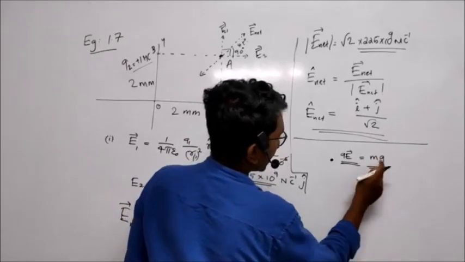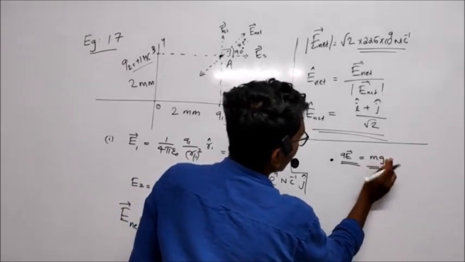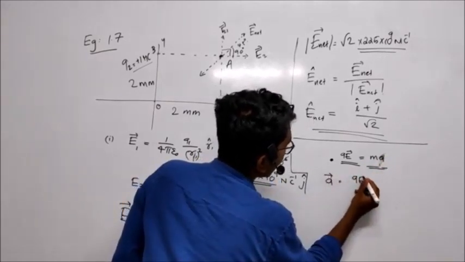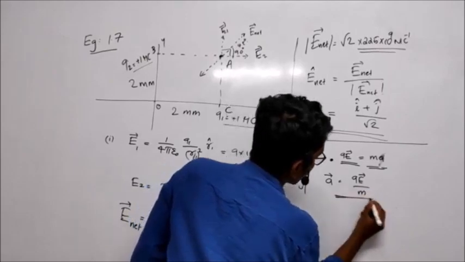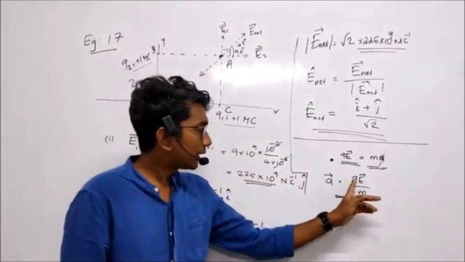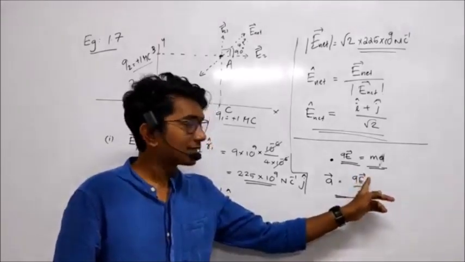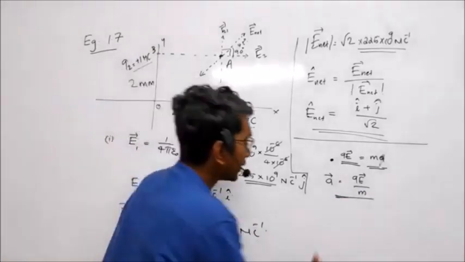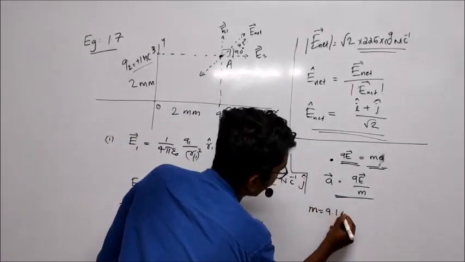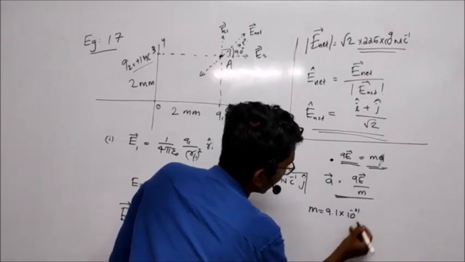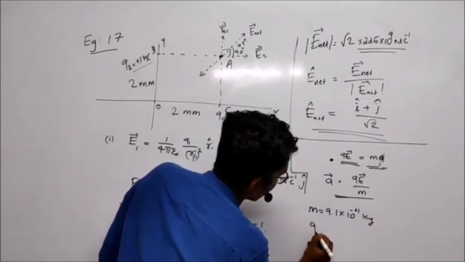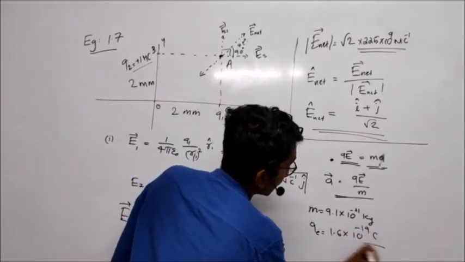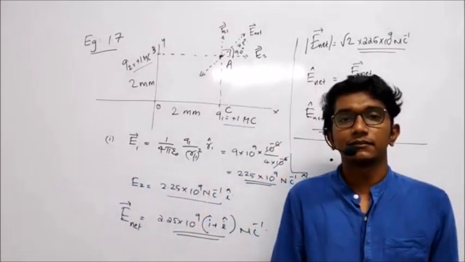So what do we want to find out? mg means m into acceleration a. So the acceleration will be equal to QE upon m. Here, what is Q? Charge of an electron. What is E? Electric field. And what about m? Mass of an electron. The mass is given: 9.1 into 10 to the power minus 31 kilogram. And the charge of the electron is given, that is 1.6 into 10 to the power minus 19 coulomb. Substitute the values and you will get the answer.